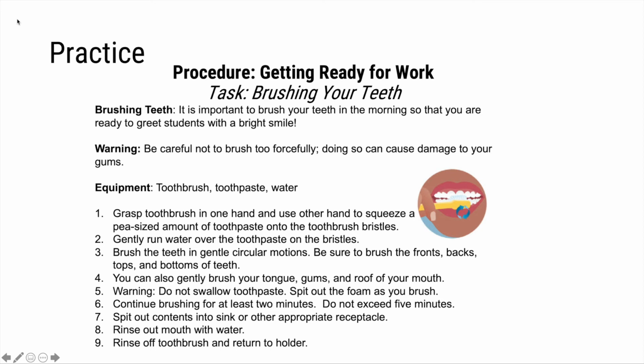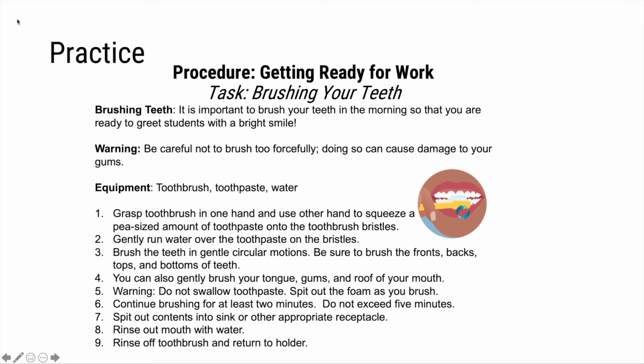There's equipment, toothbrush, toothpaste, and water. And then we've got 9 steps. 1 is to grasp the toothbrush in one hand and use the other hand to squeeze a pea-sized amount of toothpaste onto the toothbrush bristles. 2, gently run water over the toothpaste onto the bristles. 3, brush the teeth in gentle circular motions. Be sure to brush the fronts, backs, tops, and bottoms of teeth. And this is where the image comes in handy. 4, you can also gently brush your tongue, gums, and roof of your mouth.